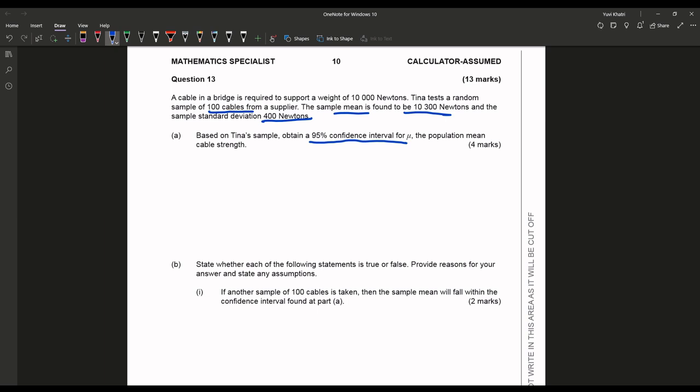Now for that, we know that it's going to be the mean take away k times sigma over root n, comma, the mean plus k times sigma over root n. And to get all this, let's just write the distribution down first. We always want to do that. So x is normally distributed, and it's normal because n is greater than or equal to 30.